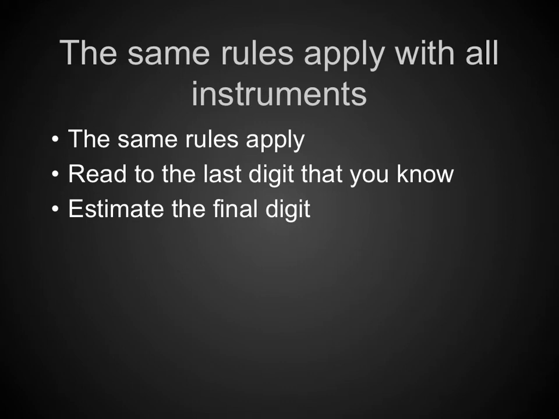Anytime you have a measuring instrument, be it a ruler, a balance, or a graduated cylinder, all the same rules apply. So if we measure something and it comes out to be 3.5, because my balance goes by 0.5s, then we write 3.50. We're going to estimate that final digit.